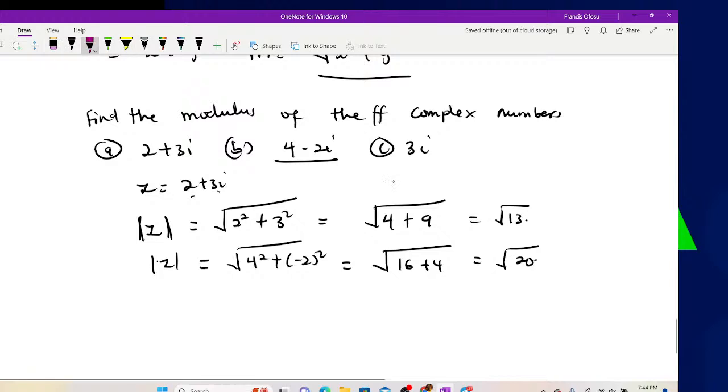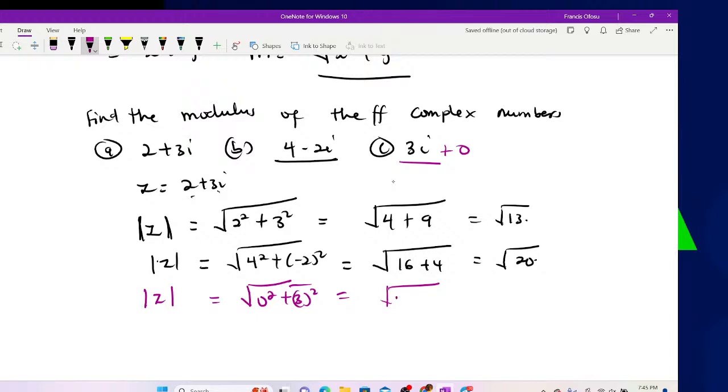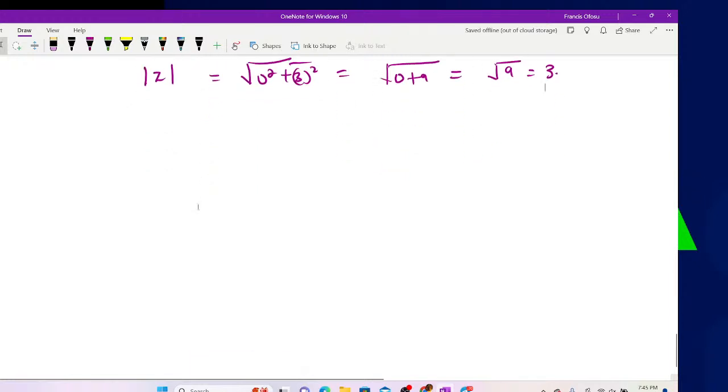Now, for the C part, I have 3i, so the length of Z or modulus of Z is simply equal to the square root of, the real part is 0, right? This is the same as plus 0, so 0 squared plus 3 all squared. And this is going to give me square root of what? 0 plus 9, which is equal to square root of 9, and the answer is 3. So this is simply how to find the modulus of complex numbers.